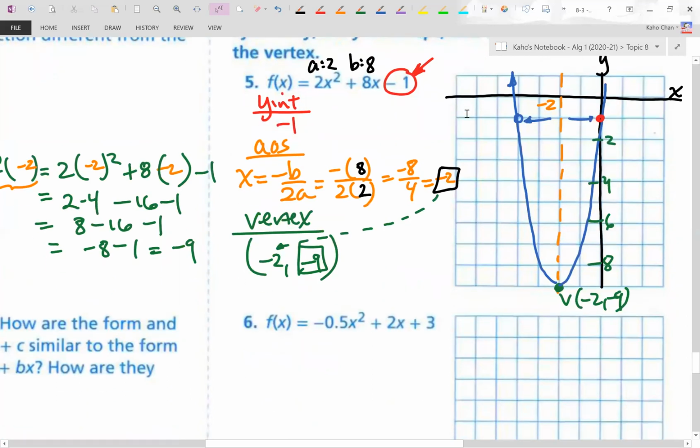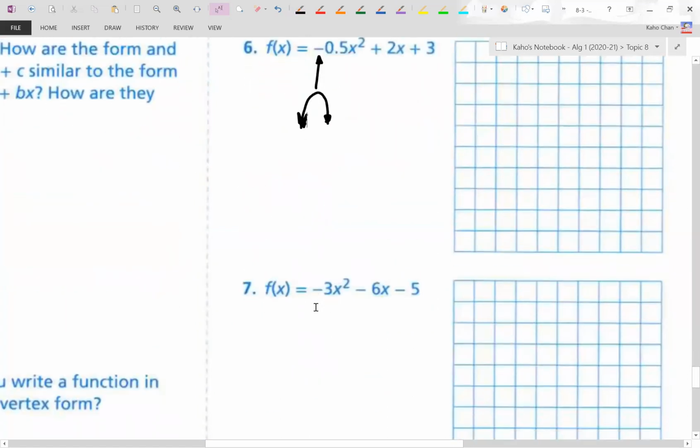I'm actually going to skip number 6, but I do note that because your a value is negative in number 6, the parabola opens upside down. Okay, I just want to point that out. But the process is the same as number 5. Let's do one more. Let's do number 7.